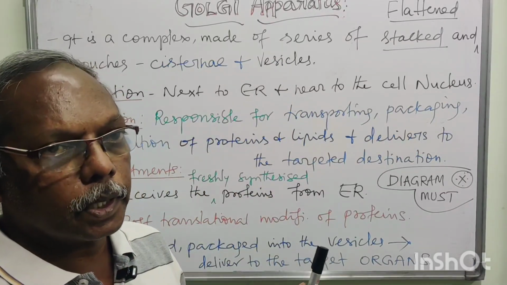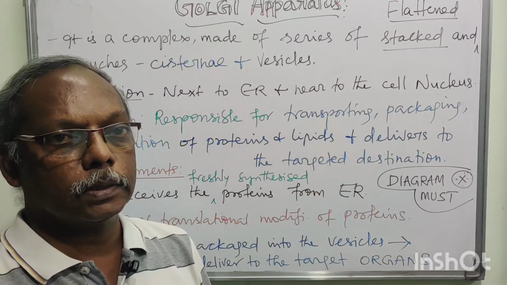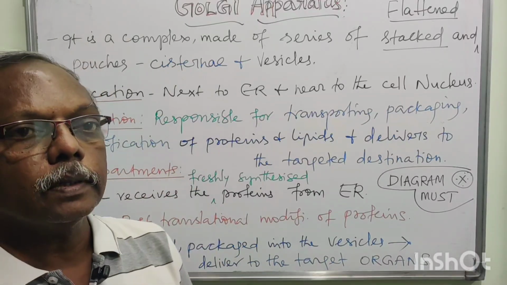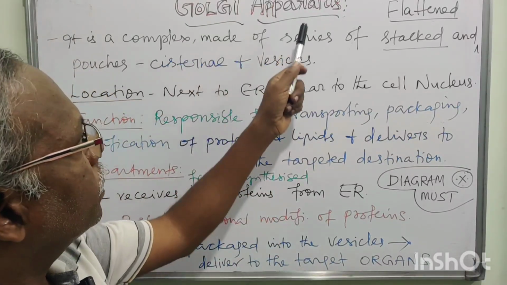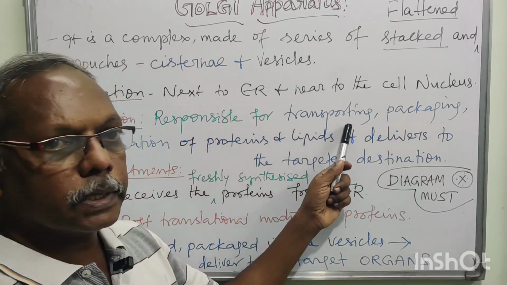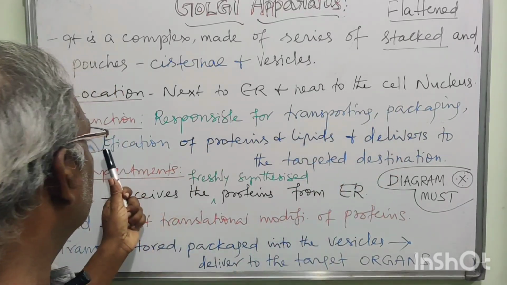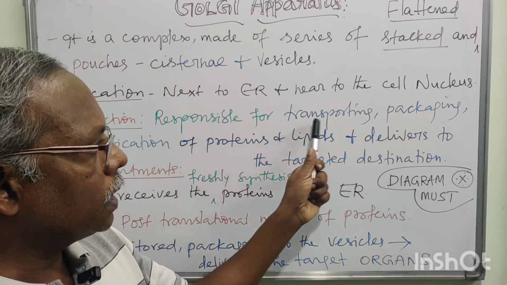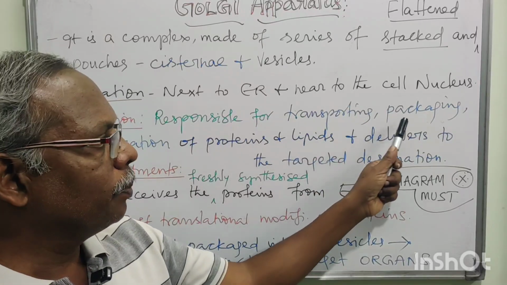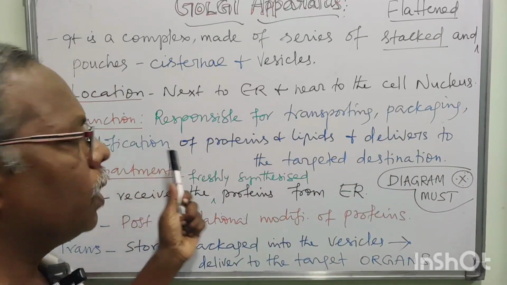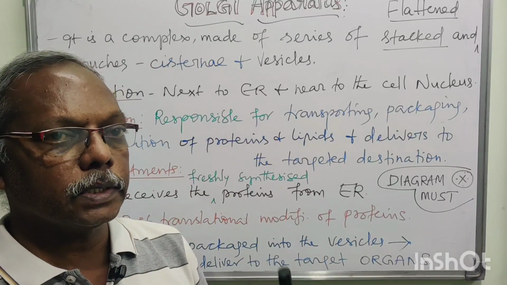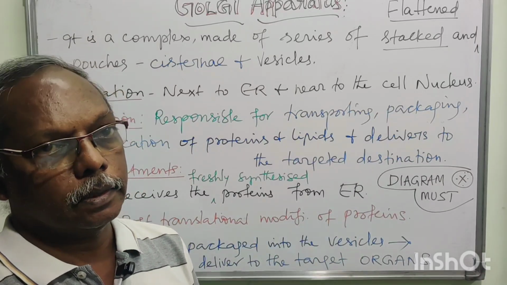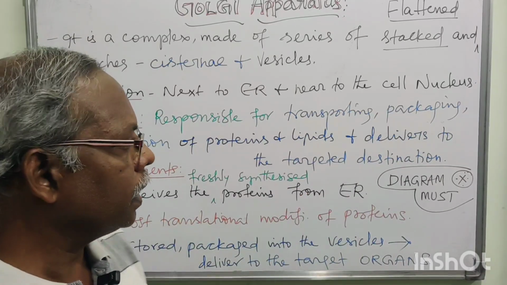Where is it located? Next to the endoplasmic reticulum and near the cell nucleus. Usually it is situated near the nucleus only. What is the function? Very, very important function. The Golgi apparatus is responsible for the transportation, packaging and modification of proteins. Three important functions they are doing: transporting proteins and lipids, packaging into vesicles, and modification, that is post-translational modification of proteins and lipids, and delivering to the targeted destination, like a courier, right?